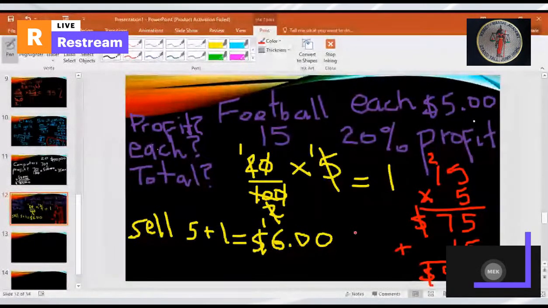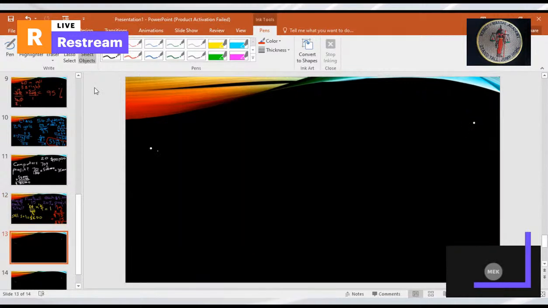So either way you work it, whether you work it as a unit cost or you work it as the total cost and the total profit, right? You'll end up with the same thing. So read the question carefully and see what they're asking you for. Are they asking you how much you're paying for each one? Are they asking you what's the profit for each one? Or are they asking you how much you're paying for all of them and how much you're selling all of them for, and what is the total profit? That kind of thing you have to look at very carefully.